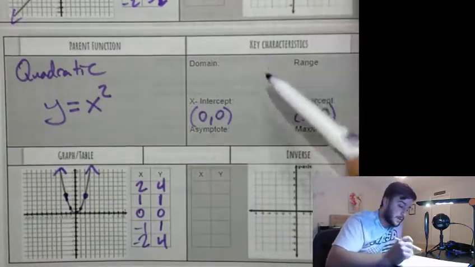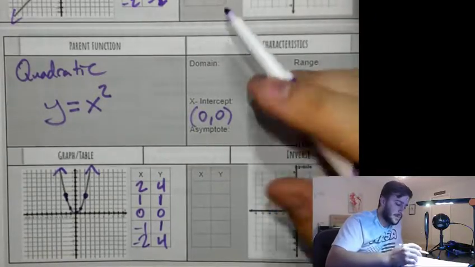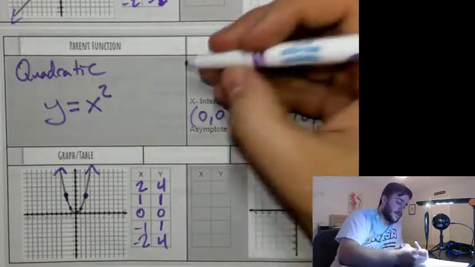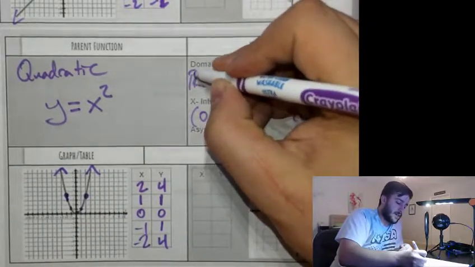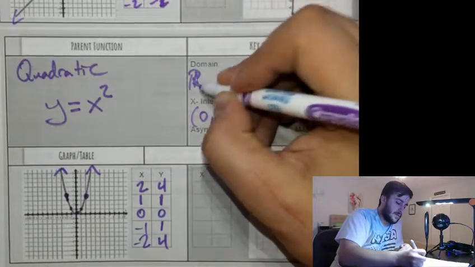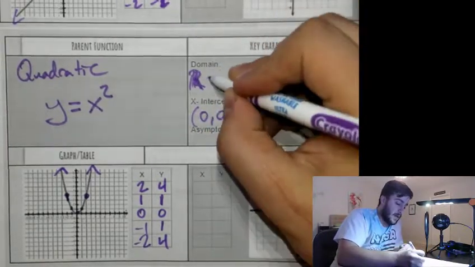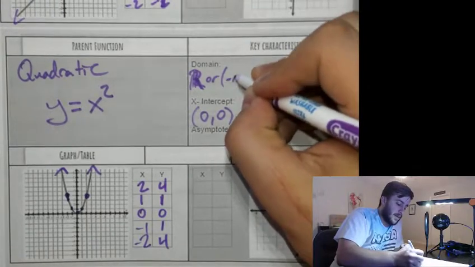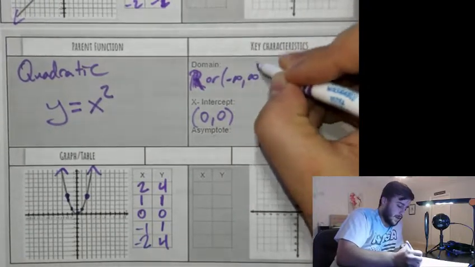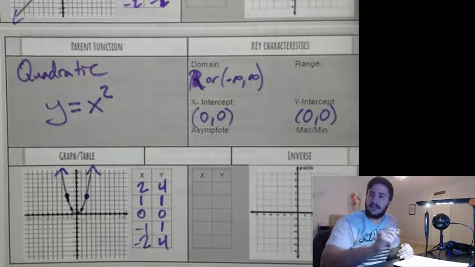Check it out. Domain is supposed to be all the possible x's. So domain actually doesn't change. It's going to be that big R. Oh my gosh, that is so terrible. That has got to be one of the worst I've ever seen. Or hopefully this is better: -infinity to infinity. Oh, that was not good.